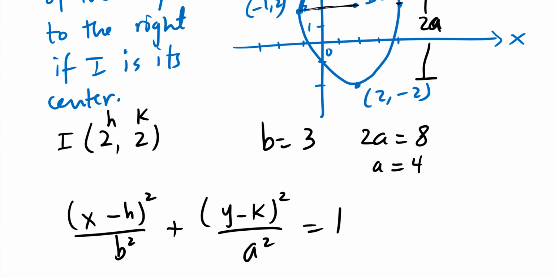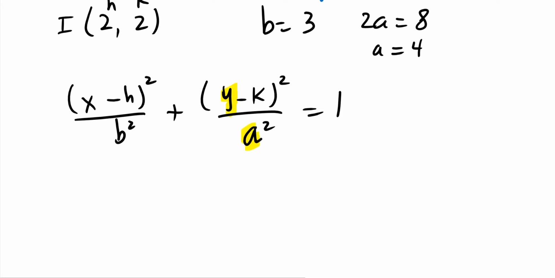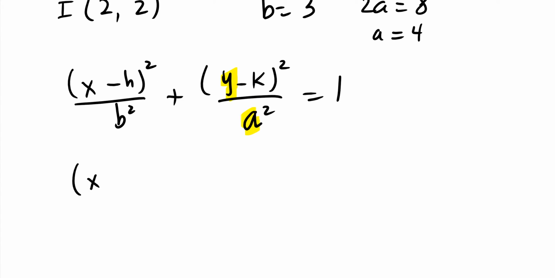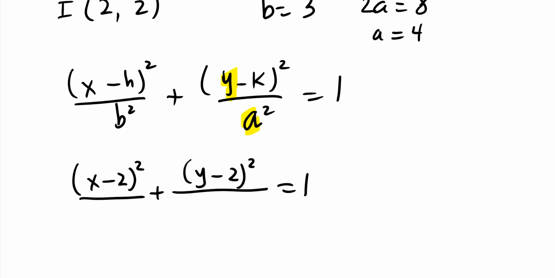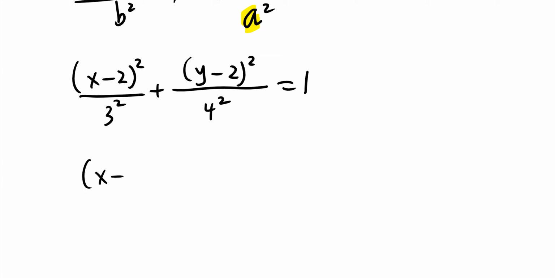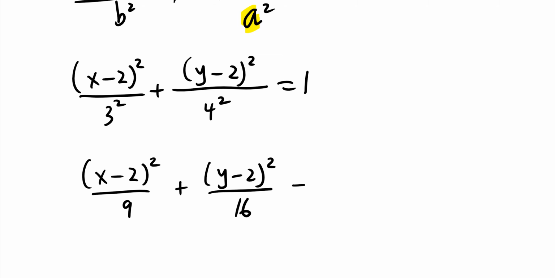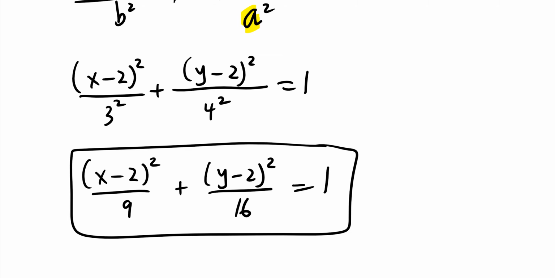Remember, a is bigger than b all the time. So if it goes parallel to the y-axis, then the a must be below the y. Meaning in the equation, this y and a should be in the same fraction. So now h is 2, k is 2, b is 3, so that's 3 squared and that's 4 squared. So that would give us (x minus 2) squared over 9 plus (y minus 2) squared over 16 equals 1. So that gives me the equation of the ellipse.